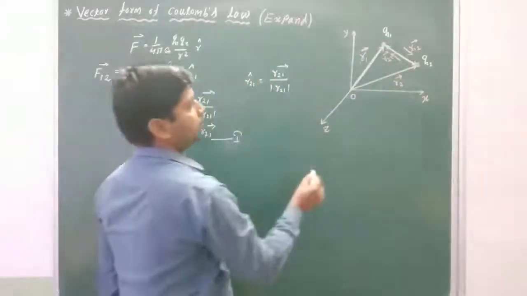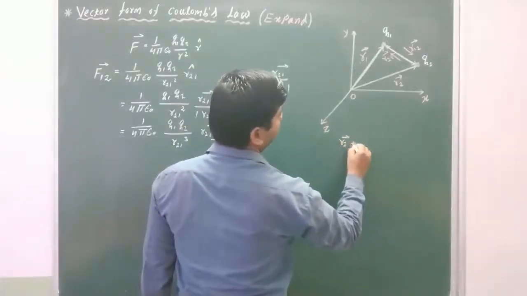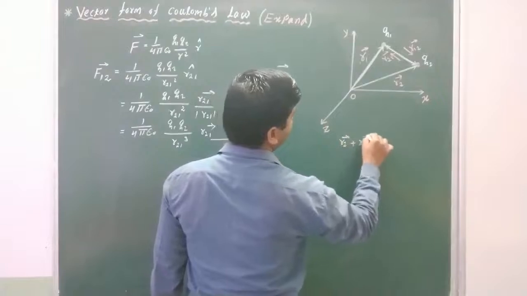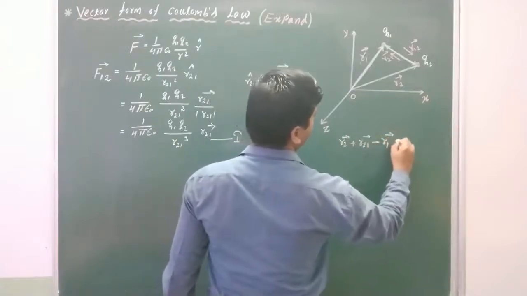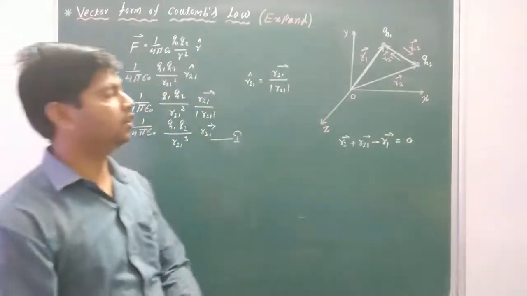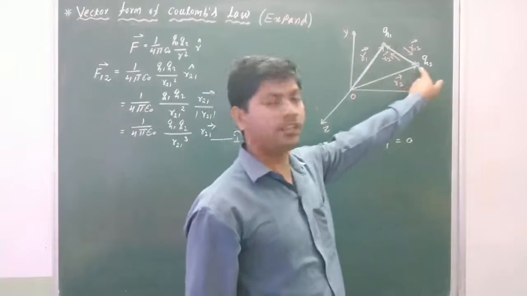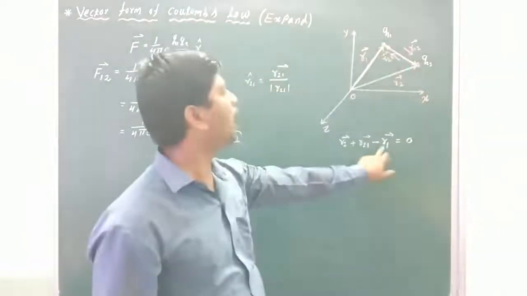That means from the figure we can write like this here: R2 vector plus R21 vector minus R1 vector equal to 0. That's it. Okay, see the figure there. R2 direction will be in this direction, and R21 is direction from 2 to 1 here, and R1 is direction from this direction here.